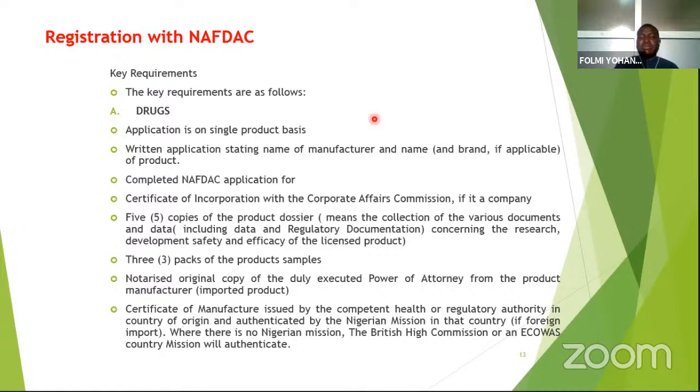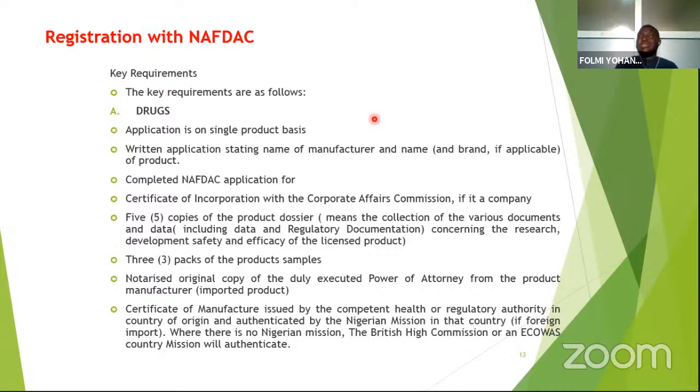You have to have a written application stating the name of the manufacturer. If you are the manufacturer, you state the name of the manufacturer and the brand applicable. You complete your NAFDAC application form, then a certificate of incorporation with the Corporate Affairs Commission if it is a company that you're importing for. Then you have 5 copies of the product dossier. When we say product dossier, what I mean here is a collection of various documents and data.